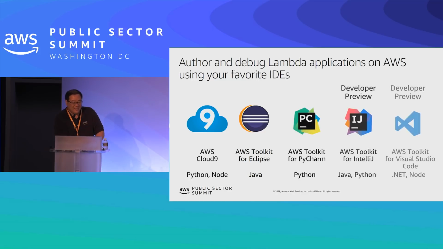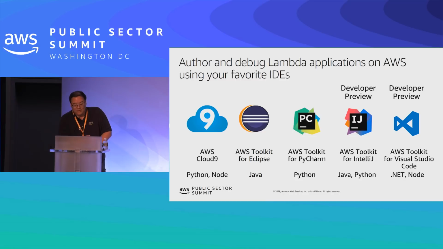So, some of that developer toolchain integration we mentioned earlier, there's lots of different options available here, and this is, once again, a non-exhaustive list. We, of course, have our cloud-hosted IDE called Cloud9, but there's also integrations with Eclipse, for example, for your Java developers, or PyCharm if you have Python application developers using that IDE. Last year at re:Invent, we announced developer preview for our toolkit integrations with both IntelliJ and Visual Studio Code.